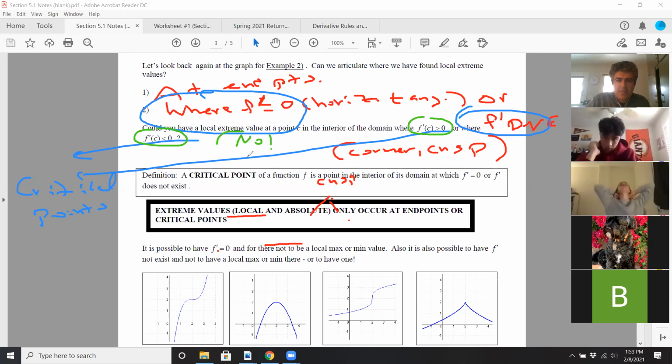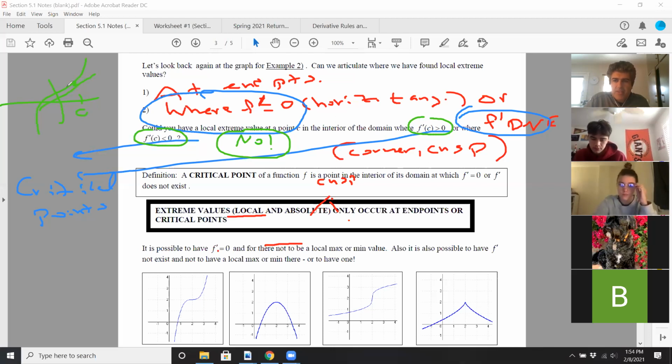We cannot. Your derivative has to be 0 or does not exist for you to have a local extreme value. Because if your derivative is positive, then it's just going to be rising. Like if your derivative is positive here, right? Let's say I call it point A, or we'll call it point C, just to be consistent with the notation there. Obviously, that's not an extreme value.